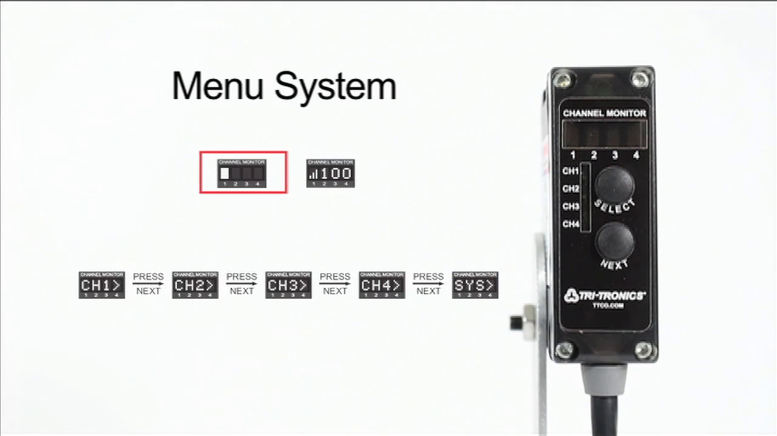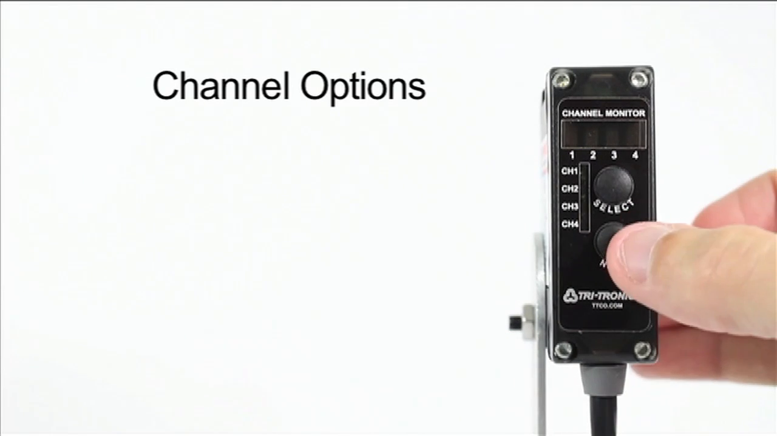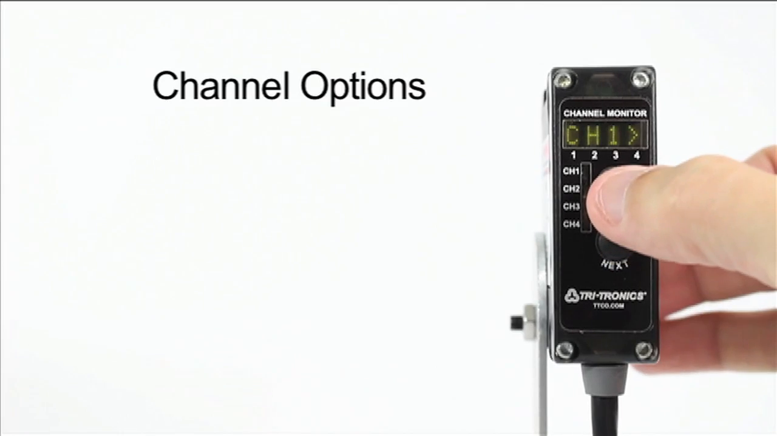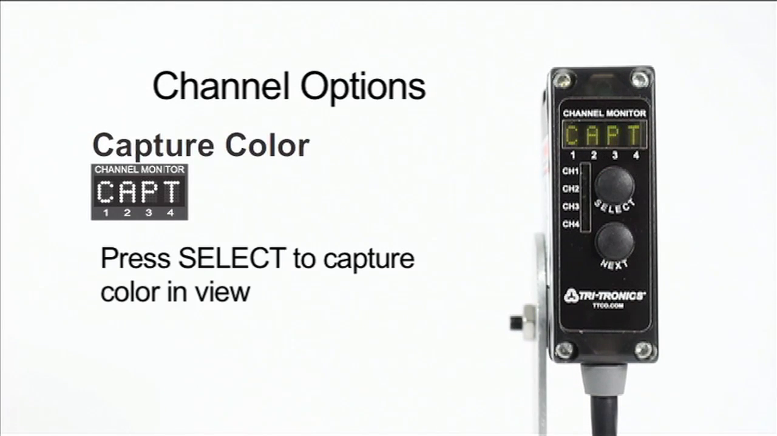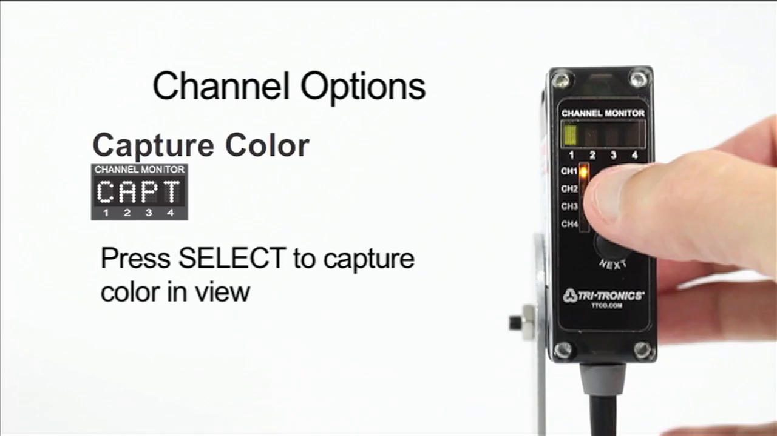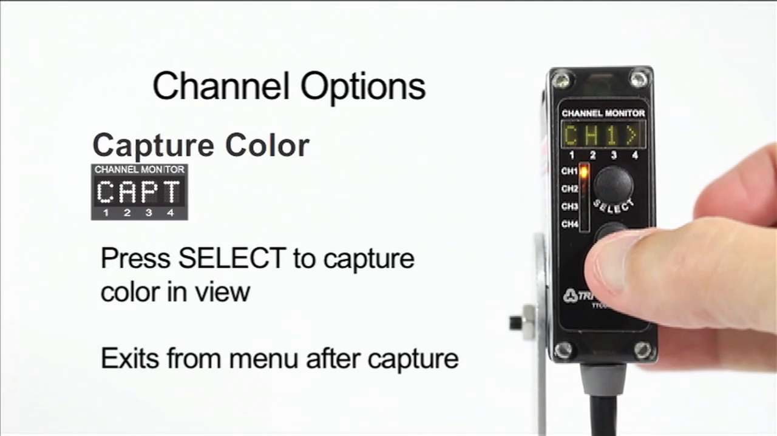Let's look at the options in the channel submenu and how to change them. Note that the options in each channel submenu are exactly the same. The first option is Capture. Pressing Select will capture the color in view and store it on that channel. Note that this option is the only option that exits you out of the menu system when complete. You'll see why this is helpful in the next video.